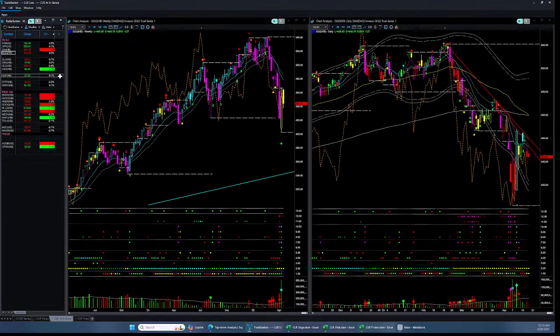QQQ, similar pattern, does not allow buying. It has to break the trendline resistance before I buy. There is a case for shorting if it goes down from here.